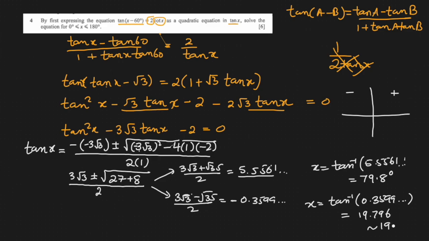But this is not the answer, right? Because in the second quadrant we got the acute angle. We will draw that angle here with the horizontal line, always with the horizontal line, 19.8 degrees. But our answer will start from 0, and this will be our answer, which will be 180 minus 19.8, 160.2 degrees. So we got two answers, 160.2 degrees and 79.8 degrees. These are the two solutions of this particular equation.